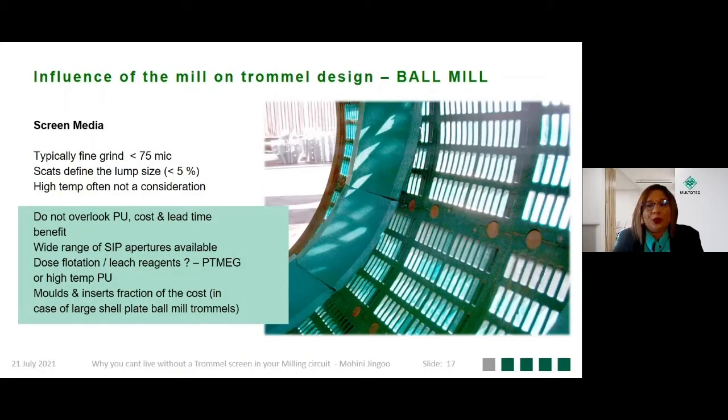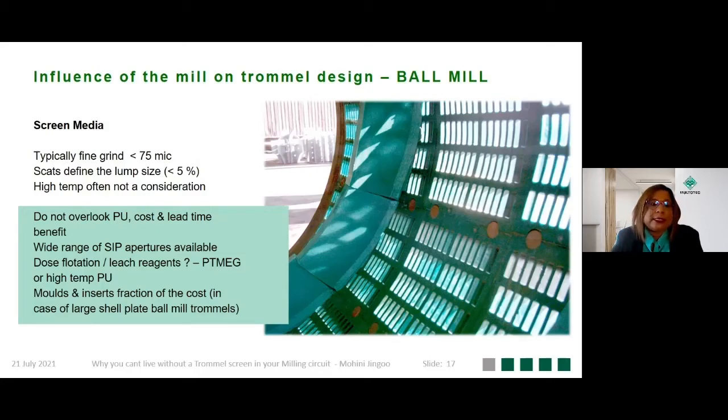This is the baby brother to the SAG mill, although in some circuits you have the ball trommel, which is larger in size than the SAG mill. So what type of screen media is required for ball mill trommels and why? Typically, the grind in a ball mill is less than 75 micron. You have scats that define the lump size, and this can be anything from less than 5%.